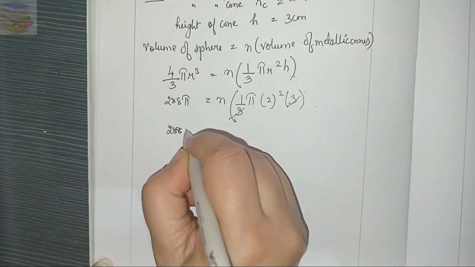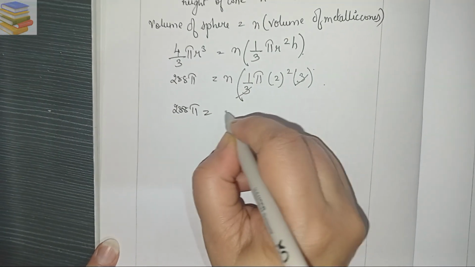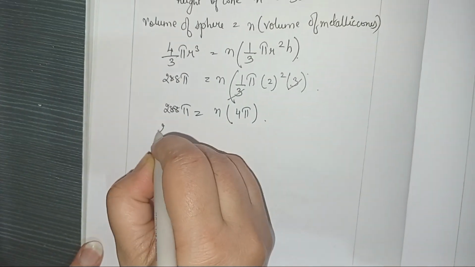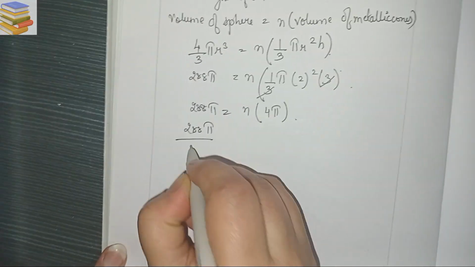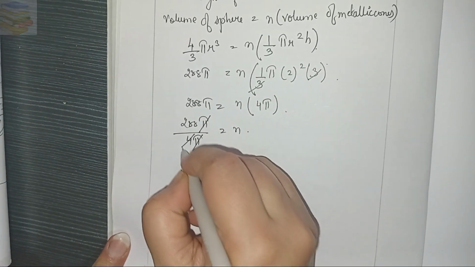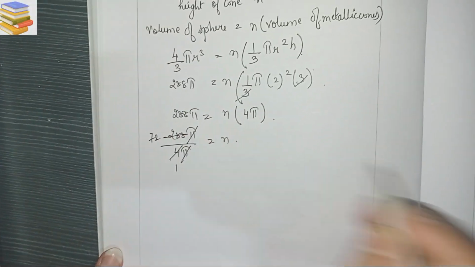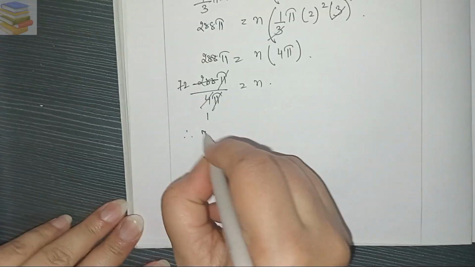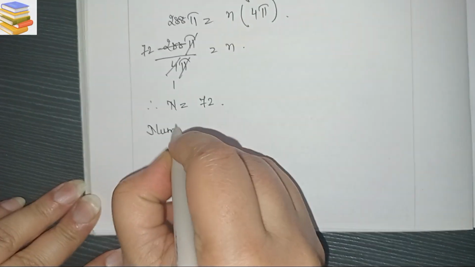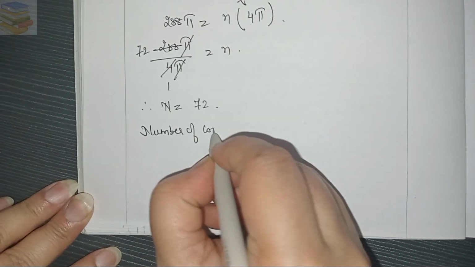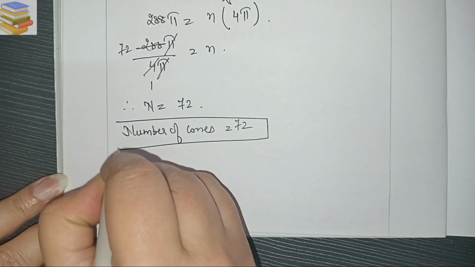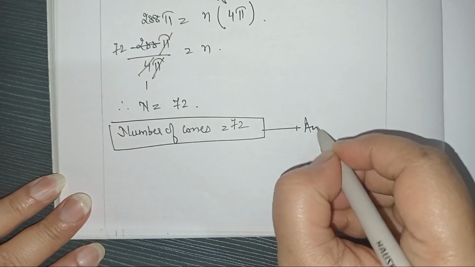288 pi is equal to n times 4 pi. 288 pi over 4 pi will give you the number of cones. Pi gets cancelled with pi, 4 ones and 4 sevens. So simply, n is equal to 72. That is, the number of cones that are recast is equal to 72. This is the required answer.